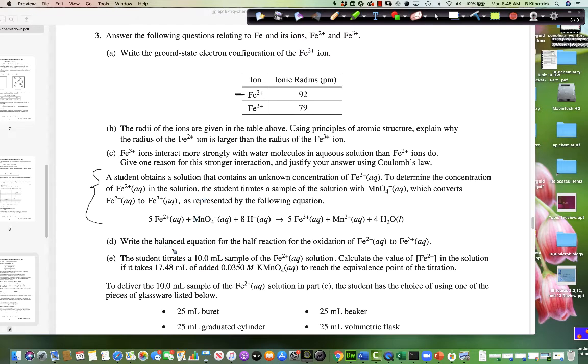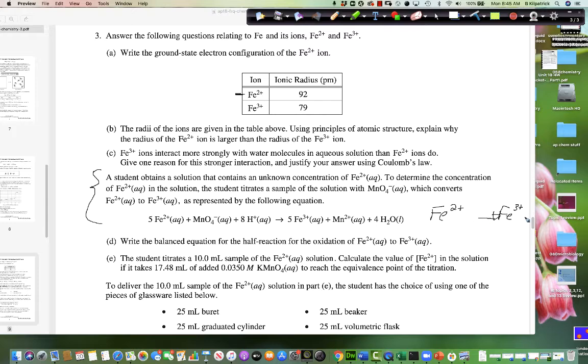All right, the next part says, write a balanced equation for the half reaction of the oxidation of Fe from a +2 to a +3. All right? So it goes from this to this. Iron is balanced. There are no additional atoms, so I don't need to worry about adding oxygen or hydrogen.